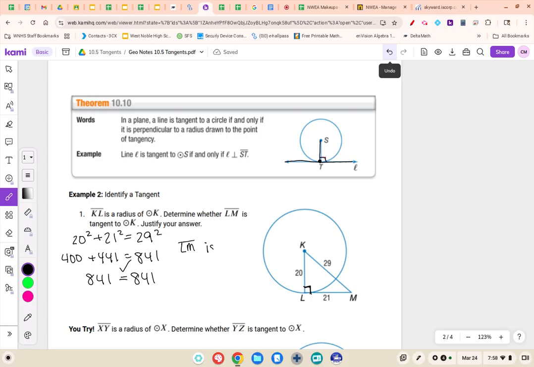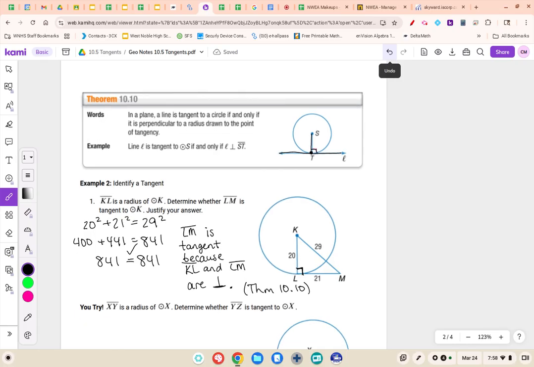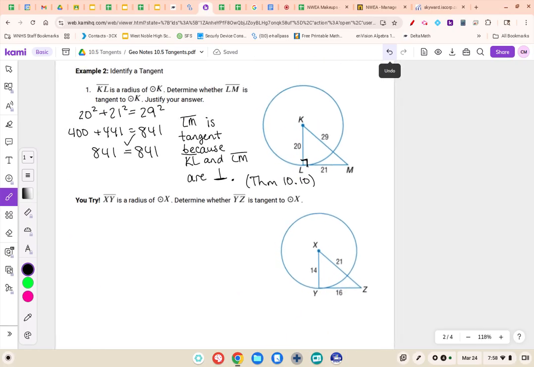Segment LM is tangent because segment KL and segment LM are perpendicular. And this is by the theorem that's just above, theorem 10.10. All right, you guys try this, you try.